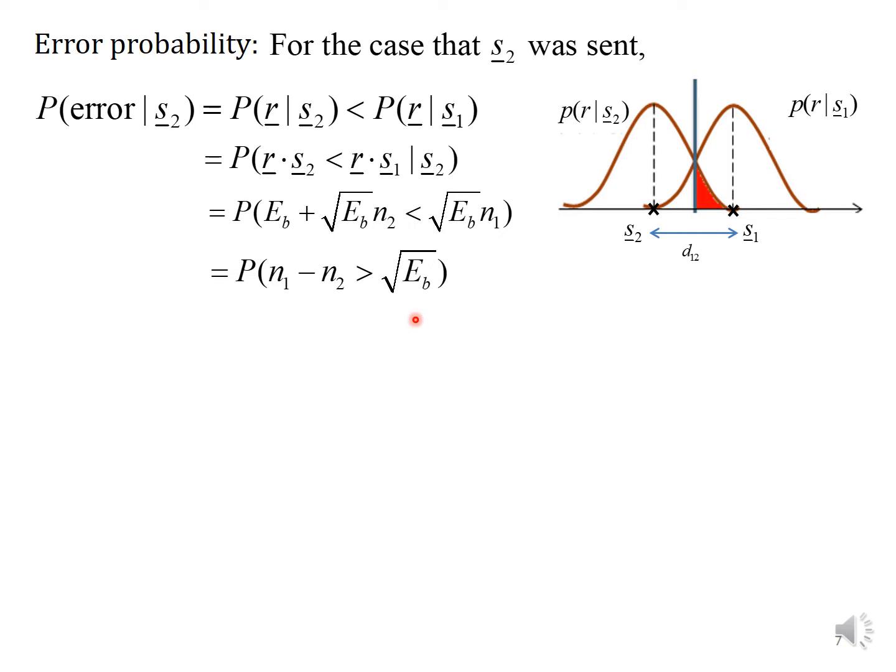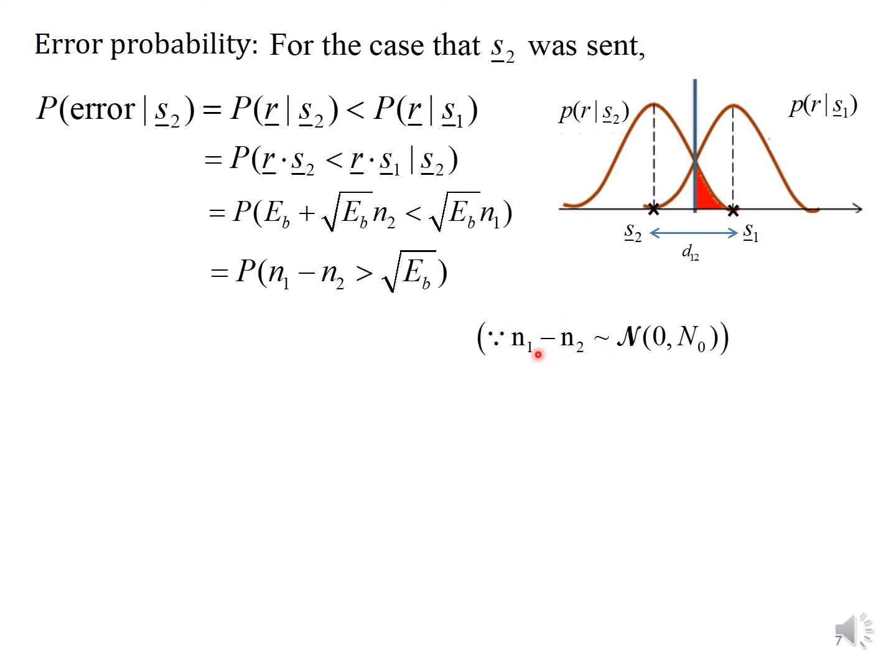To answer this question, we have to know the probability distribution of n1 minus n2. n1 minus n2 together is a new random variable. n1 is an AWGN random variable, a Gaussian distribution. n2 is another Gaussian distribution random variable, and the combination of the two random variables, the new random variable, would be what?